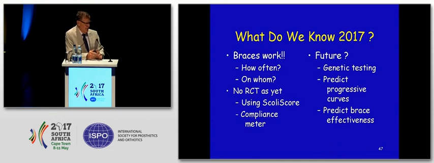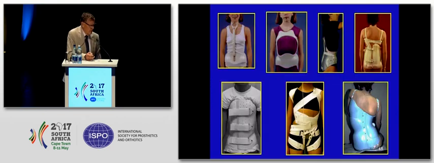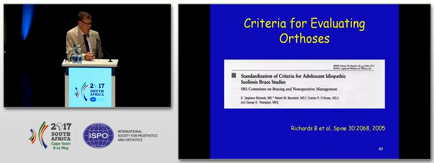So what do we know in 2017? Braces will work. We don't know how often. We don't know on whom. There has been no prospective randomized controlled study, yet there is evidence from the Scoli score and using a compliance meter to monitor wear. What is our future? We can anticipate that genetic testing will tell us more about predicting prognosis of the curves and the effectiveness of the brace. So pick your choice, but understand the evidence behind it.